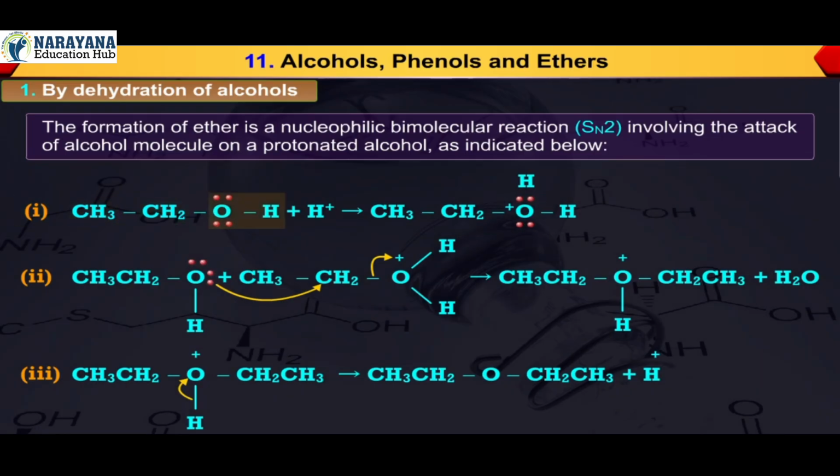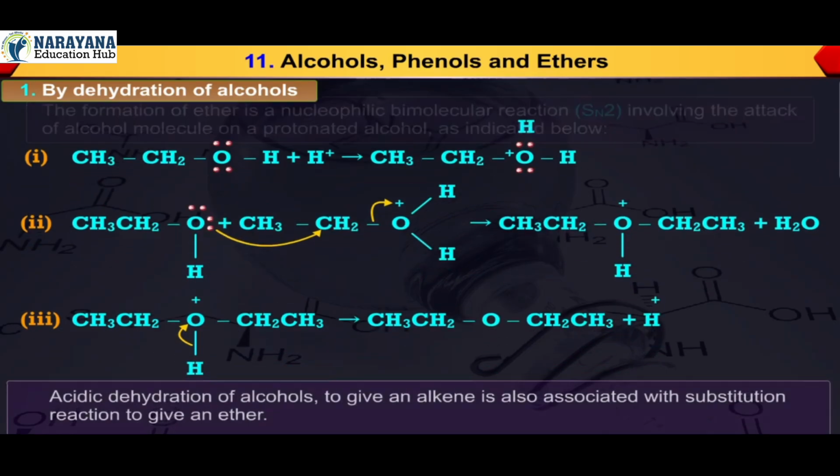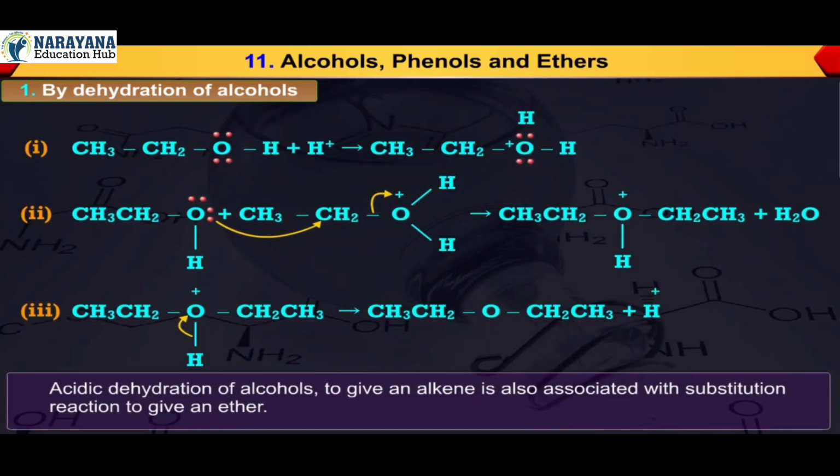1. CH3CH2OH + H+ gives CH3CH2OH2+. 2. CH3CH2OH + CH3CH2OH2+ gives CH3CH2O+(H)CH2CH3 + H2O. 3. CH3CH2O+(H)CH2CH3 gives CH3CH2OCH2CH3 + H+.